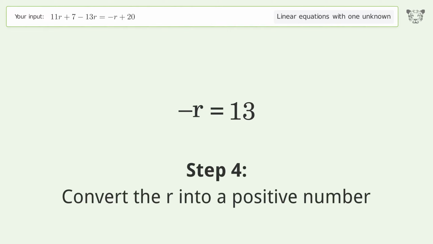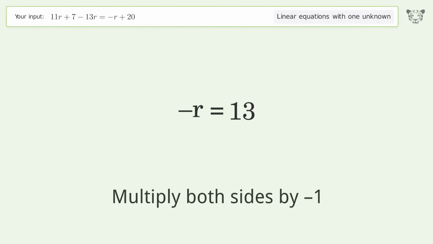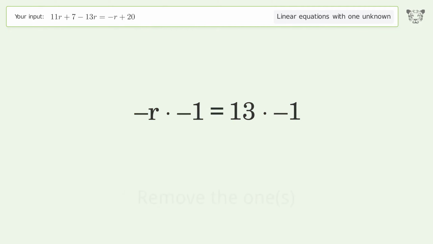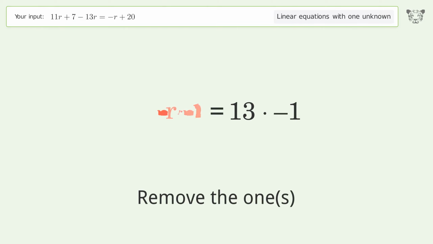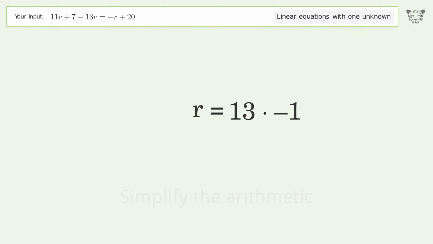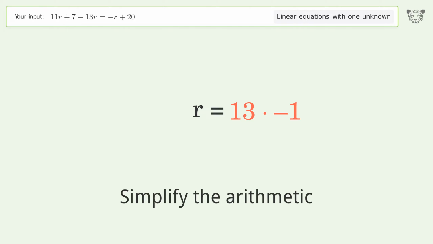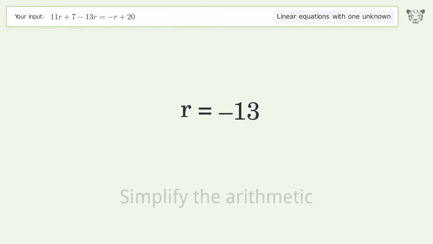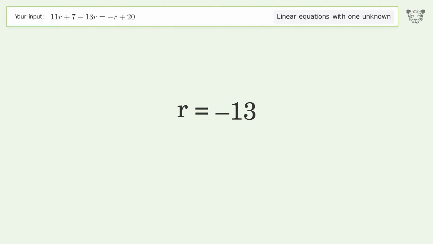Convert the r into a positive number. Multiply both sides by -1. Remove the ones. Simplify the arithmetic. And so the final result is r equals -13.